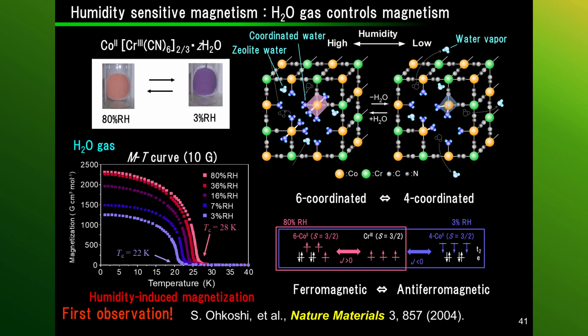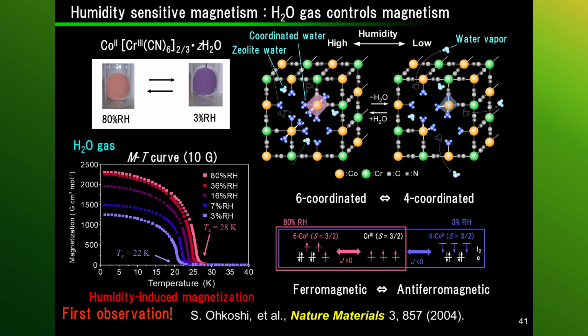Normally, you might not think of a magnet as reacting to water vapor. However, 20 years ago, I was thinking about what kind of material would serve as a magnet that changes its performance in response to water vapor, or humidity. Then, I actually found this material. It is written as cobalt chromium, CN6, called Prussian blue analog.